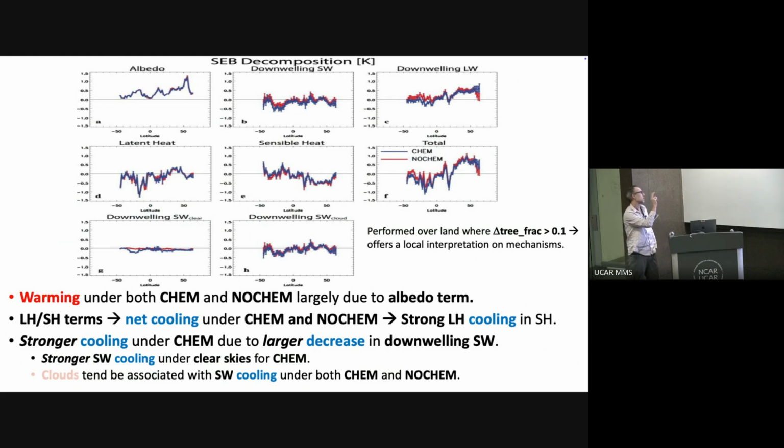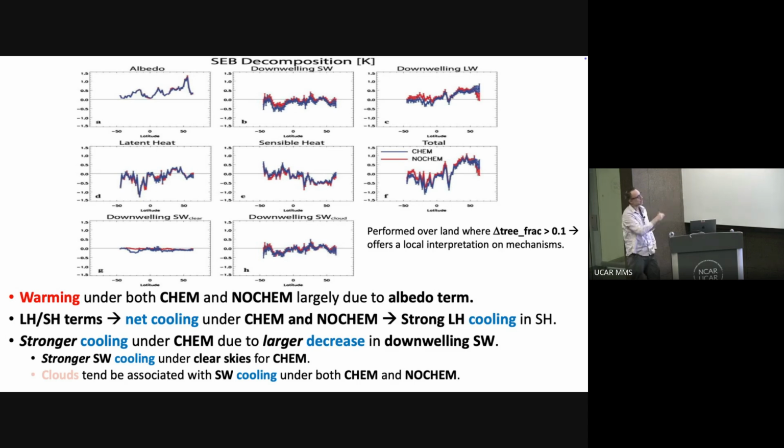In terms of the turbulent heat fluxes, panel D and panel E are showing you latent and sensible heat. Latent heat leads to a large cooling effect in the southern hemisphere under both chemistry and no chemistry, and this is consistent with an increase in ET due to tropical trees. But the main takeaway, in terms of the difference between chem and no chem, has to do with the downwelling shortwave term, which is in panel B. There is more cooling when you have interactive atmospheric chemistry due to a larger cooling effect from downwelling shortwave radiation.